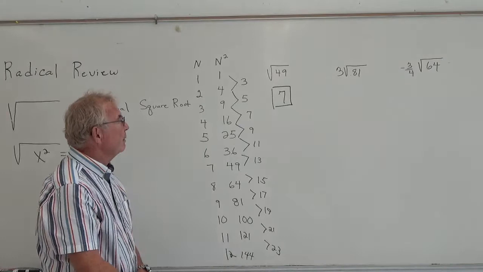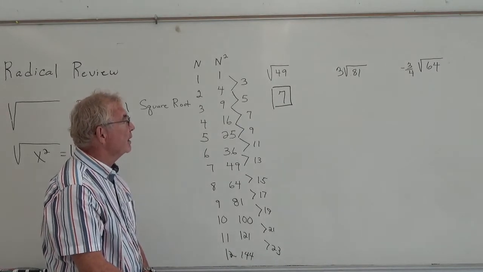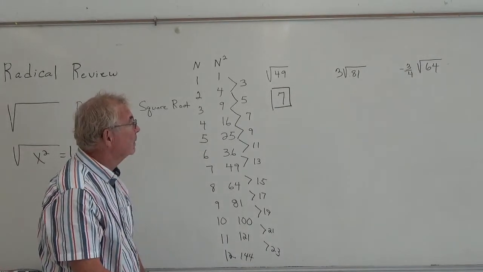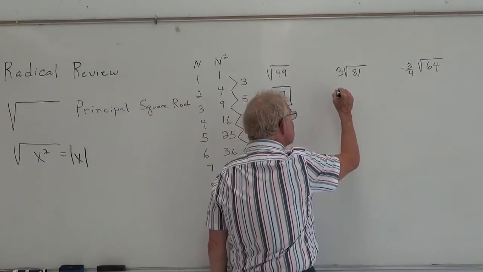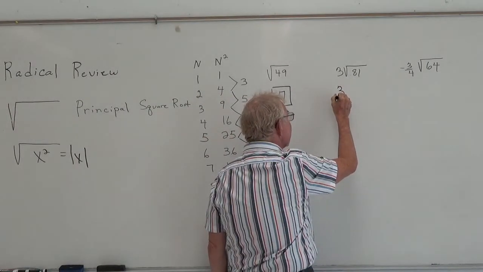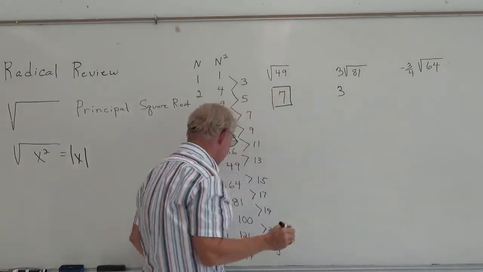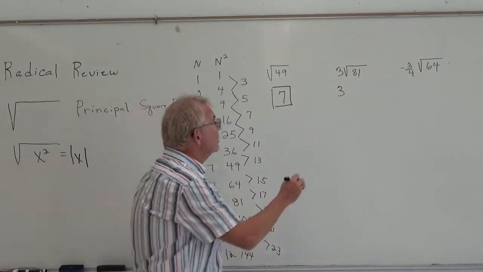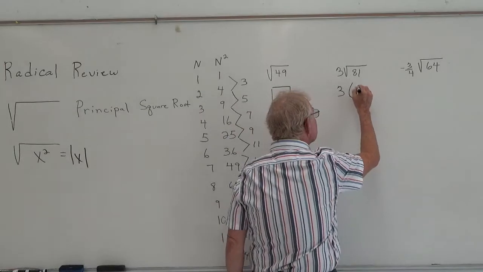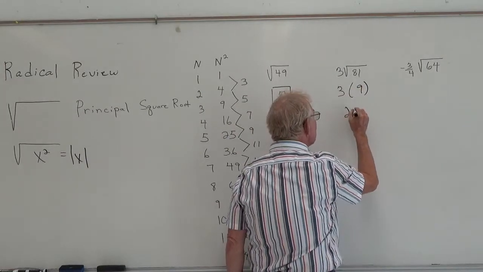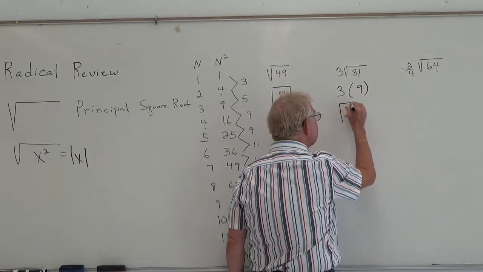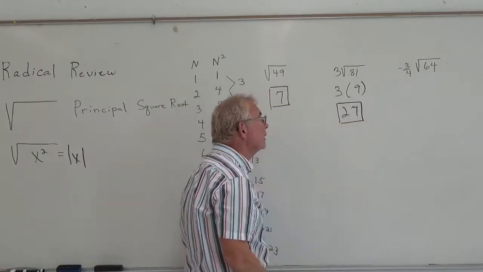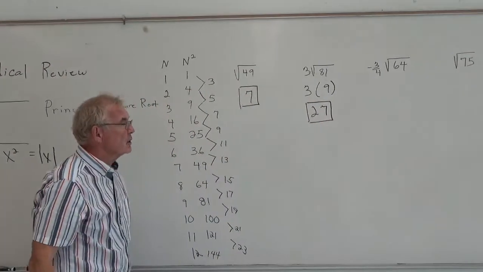Okay, our second example. What's 3 times the root of 81? Well, you write the number 3. What's the principal square root of 81? If you were to look on that chart, hopefully you know it, it's 9. So what's 3 times 9? And you would say 27. Very good.